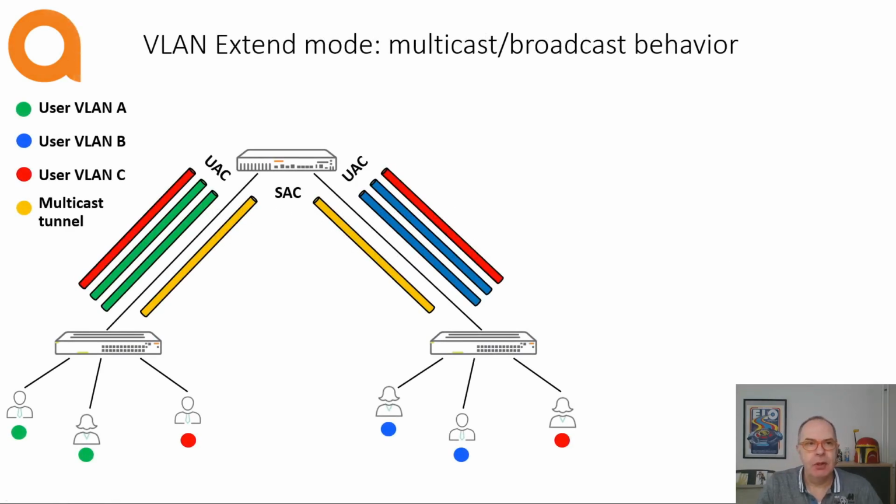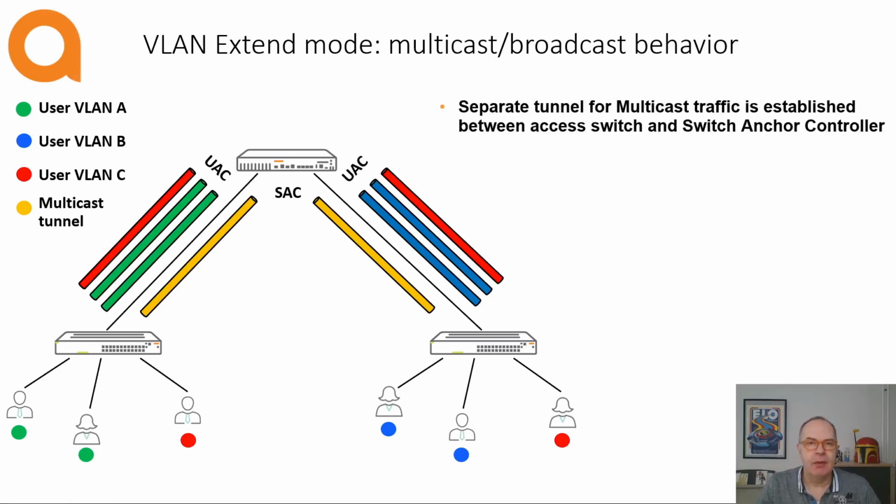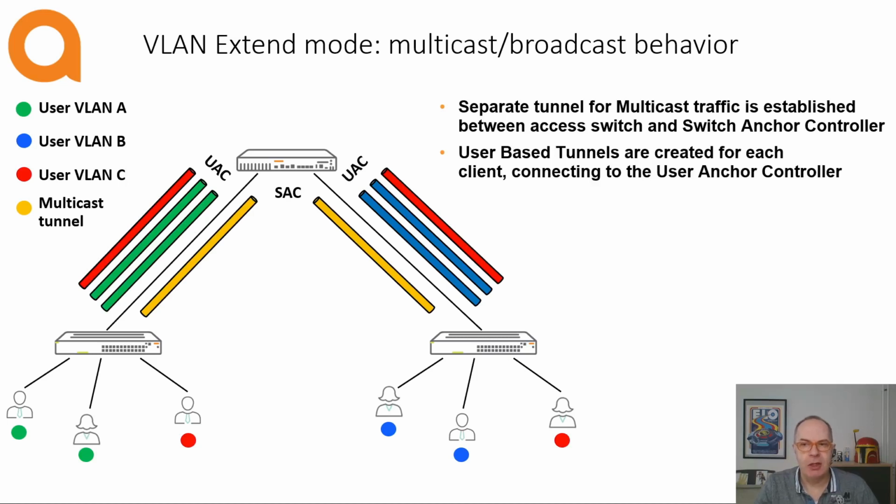Let me first go through VLAN extend mode. In VLAN extend mode, there is a separate tunnel for multicast traffic that is established between the access switch and the switch anchor controller. And user-based tunnels are created for each client connecting to the user anchor controller. So this means that you have separate tunnels for the clients, and there is one tunnel that carries the multicast traffic.